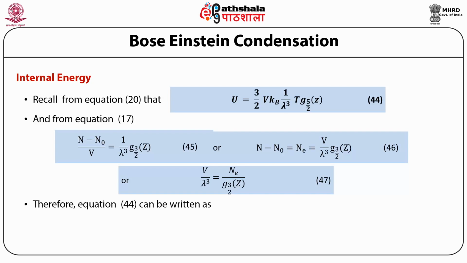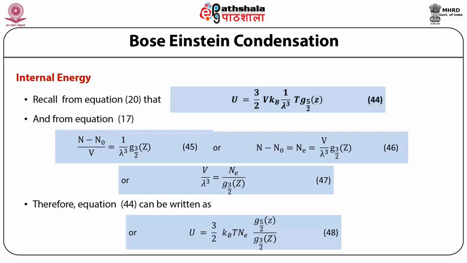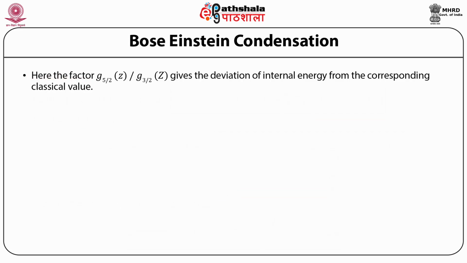Therefore, equation 44 can be written as U is equal to 3/2 k_B T N_e times the Bose integral of order 5/2 divided by the Bose integral of order 3/2. Here the factor, the Bose integral of order 5/2 divided by the Bose integral of order 3/2, gives the deviation of internal energy from the corresponding classical value.